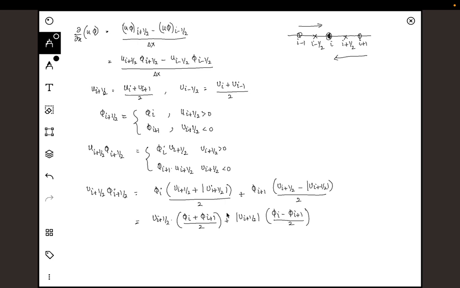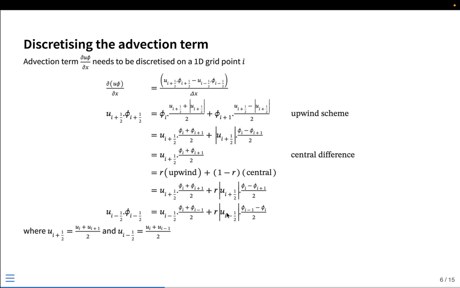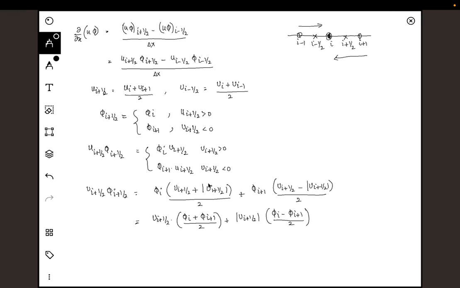Similarly, you can write for the other one as well. So if you were to write it the same way for the other one, it will be phi minus, oh sorry. So u at i minus half and phi at i minus half will be u at i minus half. Instead of i plus 1, we'll be having i minus 1 here. That would be the only difference. So the other term that we are adding here is the other way to do the same approximation. So this is one way. So this particular one is called the upwind scheme.